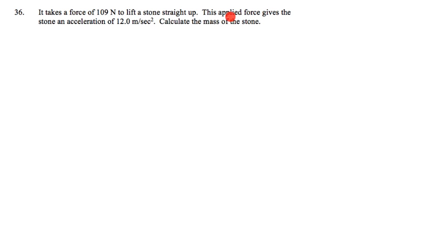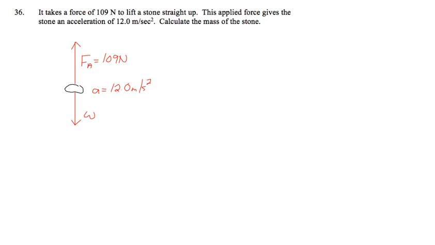The 109 newtons is the applied force. So since it's the applied force, I do have to have a picture here. So I'm going to have, let's say, here's a stone, and we're going to have the weight down, and we're going to have an applied force up. And the applied force is given in the problem as 109 newtons. So we know what that is. The acceleration is given in the problem as 12 meters per second squared. And this would be the weight.